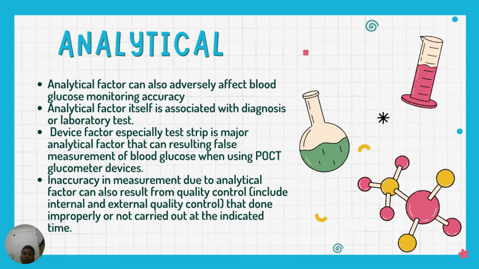It was proved that glucometer test strips that become unstable due to improper storage, or are not manufacturer recommended, can cause less accuracy and precision of blood glucose measurement. Inaccuracy in measurement due to analytical factors can also result from quality control that is not carried out at the indicated time. A study conducted by Kim et al. in 2023 proved that expired glucometer test strips generally have a high error rate. This result indicates that quality control of POCT devices is necessary for accurate measurement values.